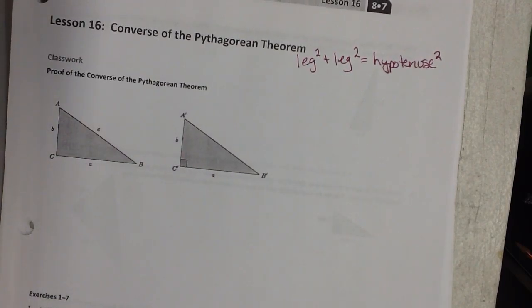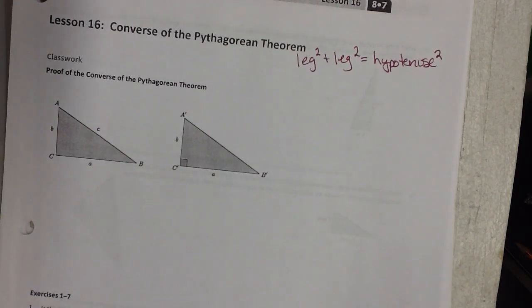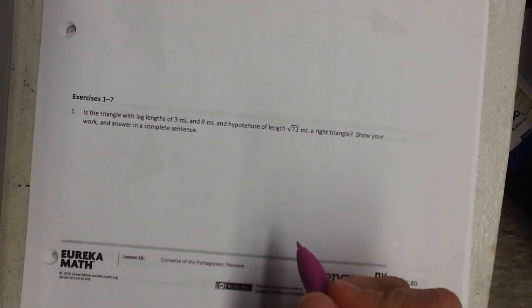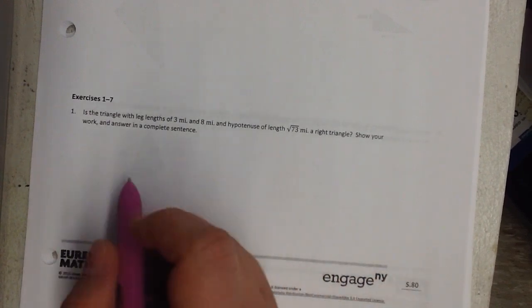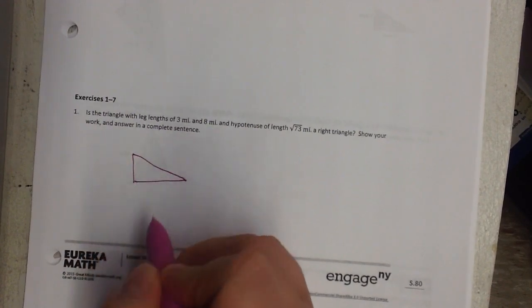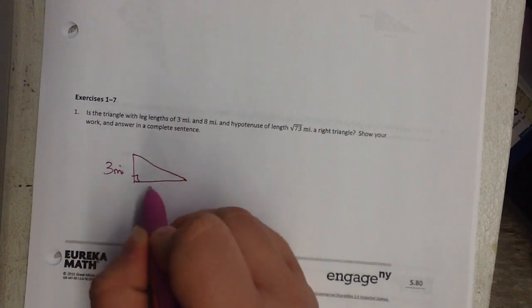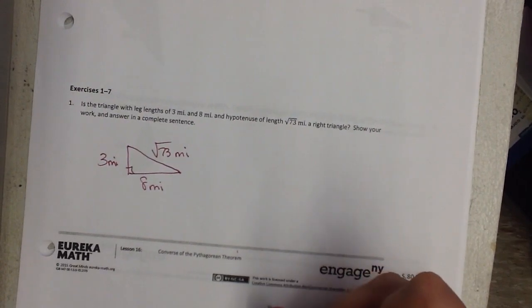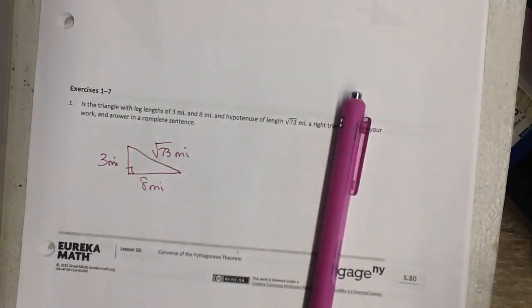So we're going to jump into the converse, and you've seen it a little bit in the mixed module, but in lesson 15 we're going to go through it some more here in exercises 1 through 7. Is the triangle with the lengths of 3 miles and 8 miles and a hypotenuse length of the square root of 73 miles a right triangle? I would suggest drawing a picture, and it doesn't have to be drawn to scale. Just draw a right triangle, 3 miles, 8 miles, square root of 73 miles. When you draw a picture, it's going to be a lot easier for you to visualize it than just looking at the numbers.